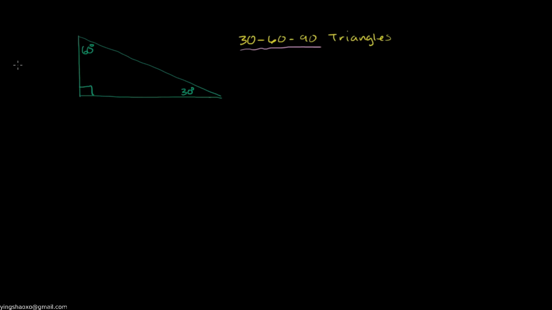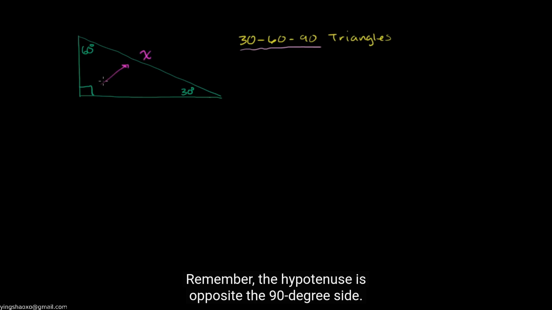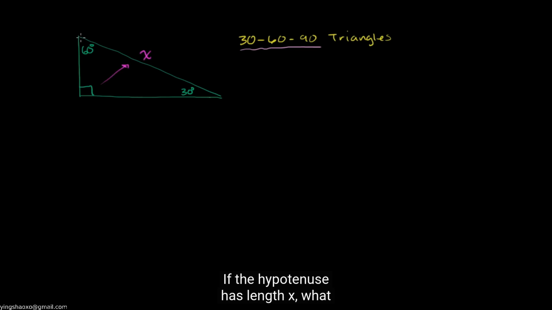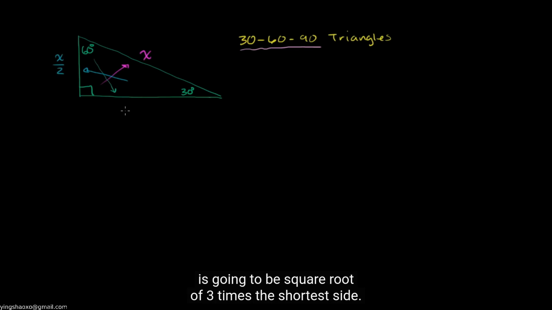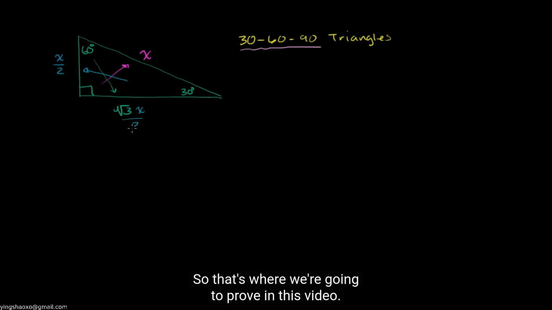That if the hypotenuse has length x, and remember, the hypotenuse is opposite the 90-degree angle, what we're going to prove is that the shortest side, which is opposite the 30-degree angle, has length x over 2, and that the side that's opposite the 60-degree angle is going to be square root of 3 times the shortest side. So square root of 3 times x over 2. That's going to be its length. So that's what we're going to prove in this video. And then in other videos, we're going to apply this. We're going to show this is actually a pretty useful result.